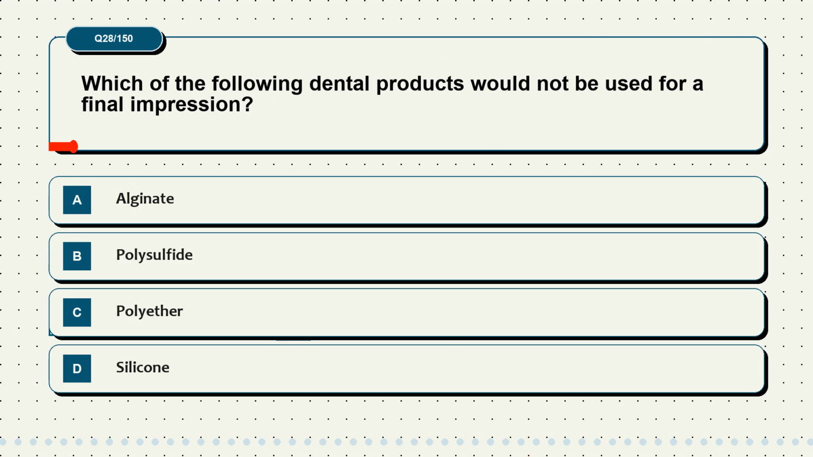Question 28. Which of the following dental products would not be used for a final impression? Here are the options. Option A. Alginate. Option B. Polysulfide. Option C. Polyether. Option D. Silicone.